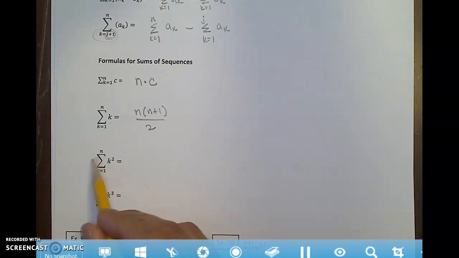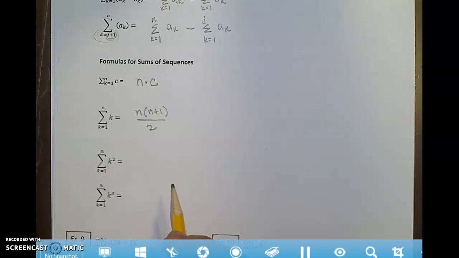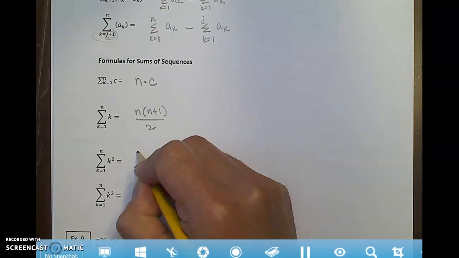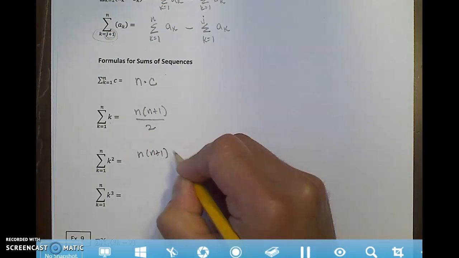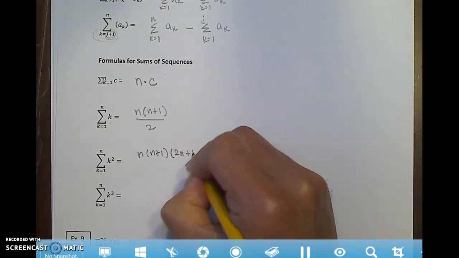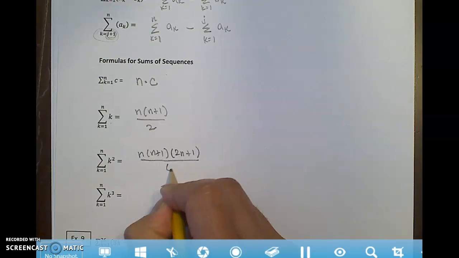Here we're taking a summation of a sequence that is described by k squared, and we want to go from the first term to the nth term. Okay, so the formula for this one is n times n plus 1 times 2n plus 1, all divided by 6.